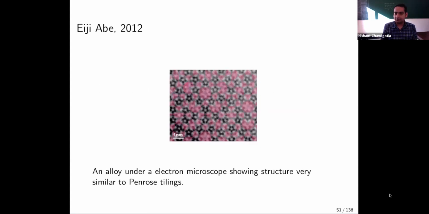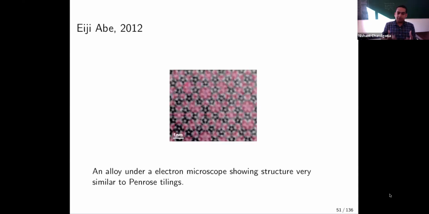And there's been recently a certain alloy seen under an electron microscope that showed structure very similar to Penrose tilings. And there he was just drawing something for someone to look at. So these curious puzzles and doodles can also lead to something interesting.